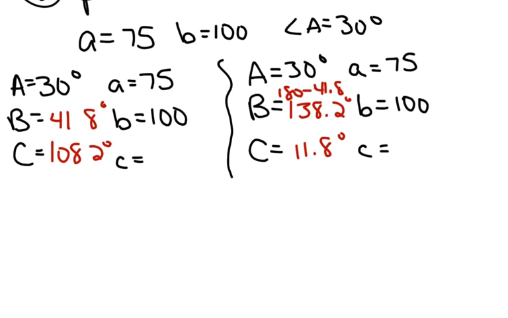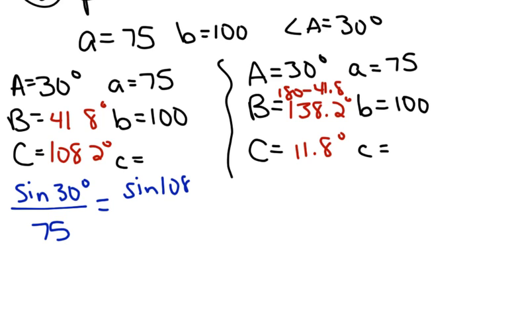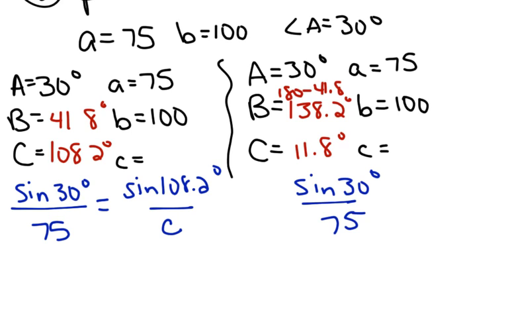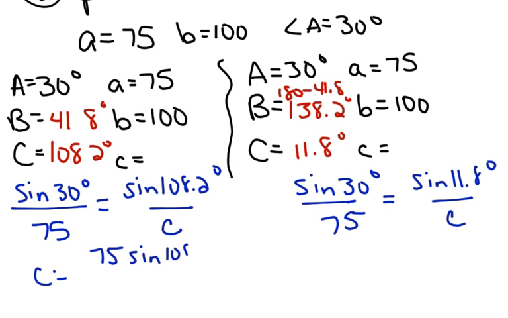And now that I know angle C for both of these, now I can go find side C. You're going to have to use the law of sines for both of them. So the sine of 30 degrees over 75 is equal to the sine of 108.2 over C. In the second solution, it's the sine of 30 over 75 is equal to the sine of 11.8 over C. C over here is going to be 75 times the sine of 108.2 divided by the sine of 30, which is going to give you approximately 142.5.